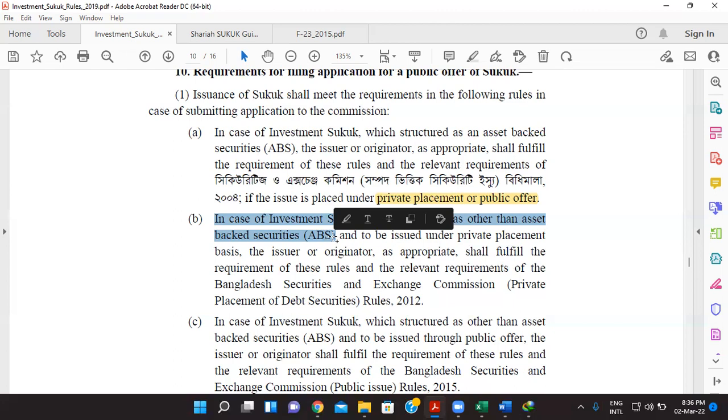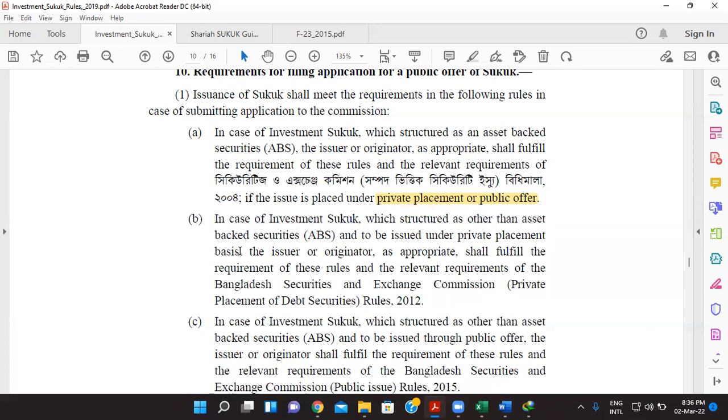Okay, but in case of asset-backed security, there will already be an asset in existence. But in case of asset-based securities, there will be no existing asset which is the underlying of the Sukuk securities. Okay, so you see what has been said here. In case of investment Sukuk, if it is structured as other than asset-backed securities, I mean it is the asset-based security, in that case, it is to be issued on a private placement basis.